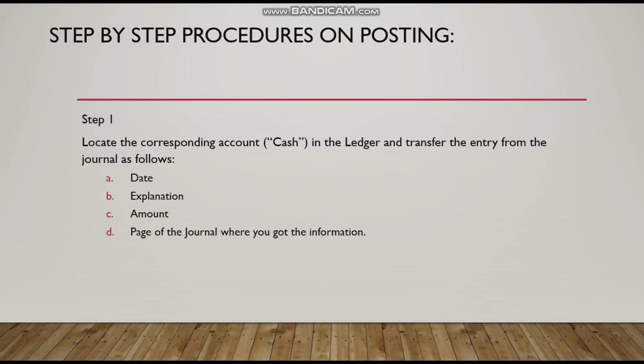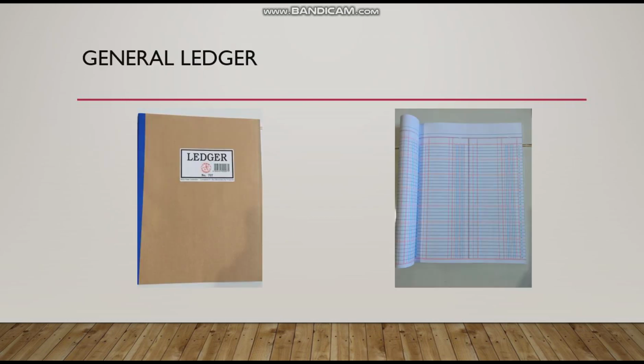The date, the explanation, the amount, and the page of the journal where you got the information. Okay, so let's do it. Let's go to the general ledger and locate the cash account there.